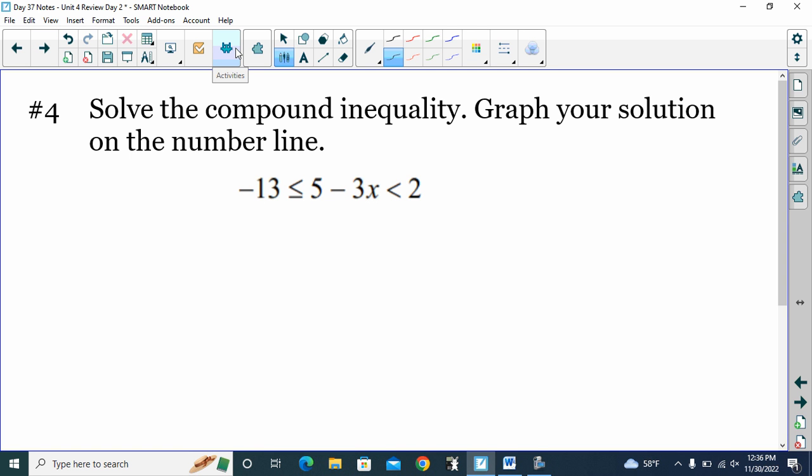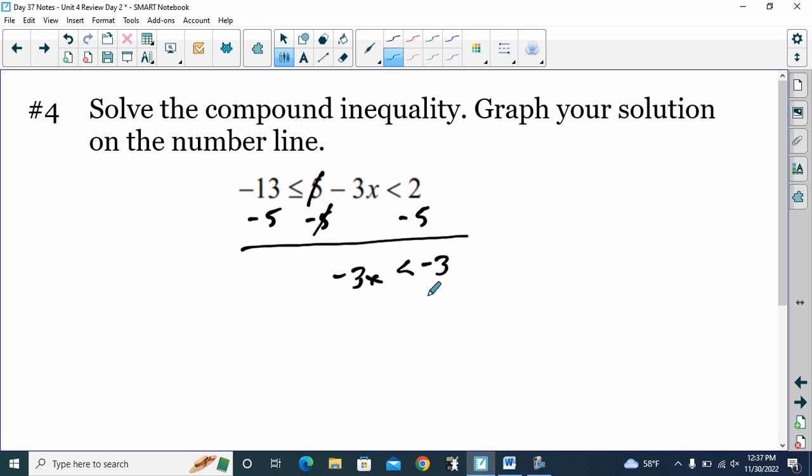Number 4. Same setup, solve the compound inequality. We're going to graph our solution on the number line. Start by subtracting 5. We're subtracting 5 in the middle. Again, if I do it in the middle, I need to do it on the outsides of the inequalities as well. We're only doing that if I have multiple inequality symbols. 2 minus 5 is negative 3. Negative 13 minus 5 is negative 18.